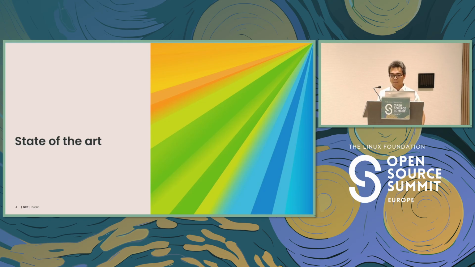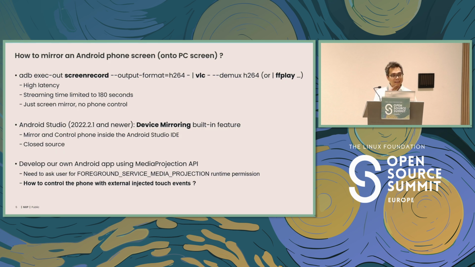Next, we will go through some existing methods in the state of the art. The first and easier question is how to mirror an Android phone screen on a PC screen. As you can see, the first simple method would be this ADB command. It will run the built-in screen recorder application in Android and stream video to VLC or ffmpeg. It works, but quickly we see that the latency increases too much and the streaming time is limited to only 3 minutes.